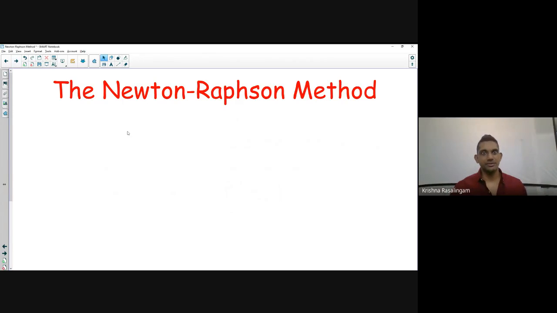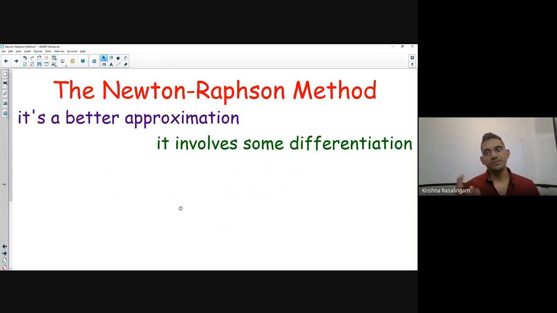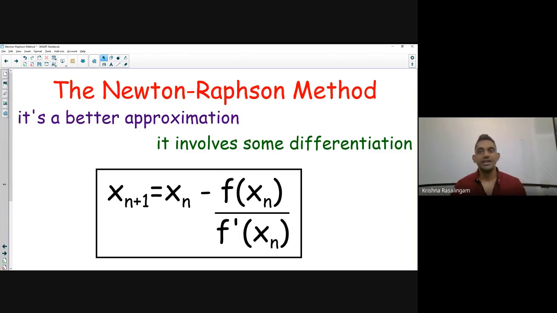Well, it's a better method. It's a better type of guessing. It's a better approximation than iteration. It involves some differentiation. And that is the formula for Newton-Raphson. So it's a better way to guess.